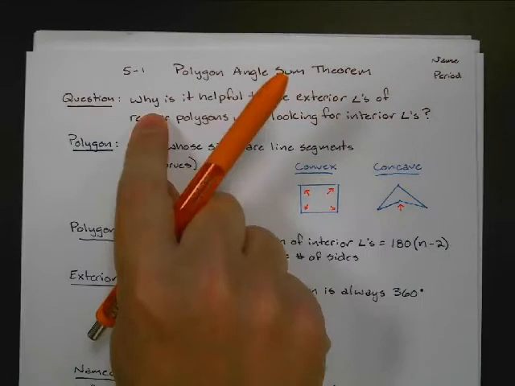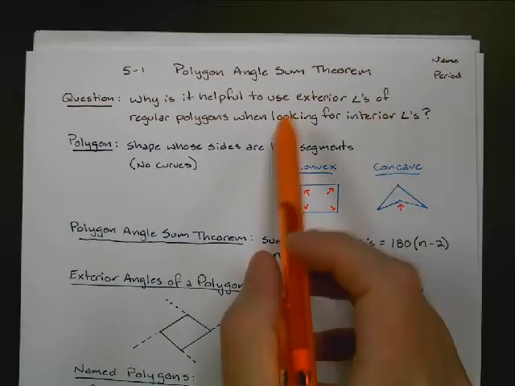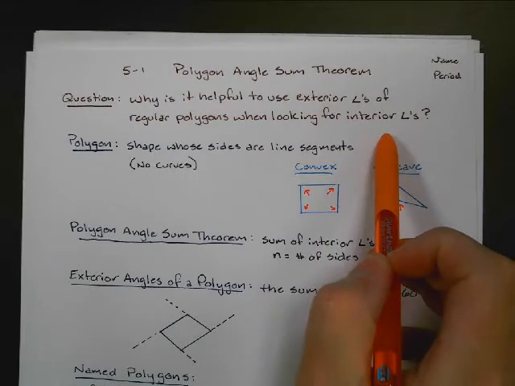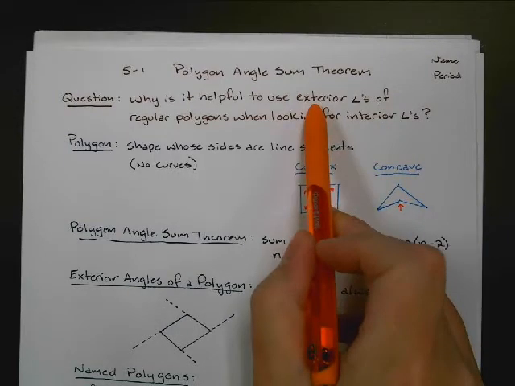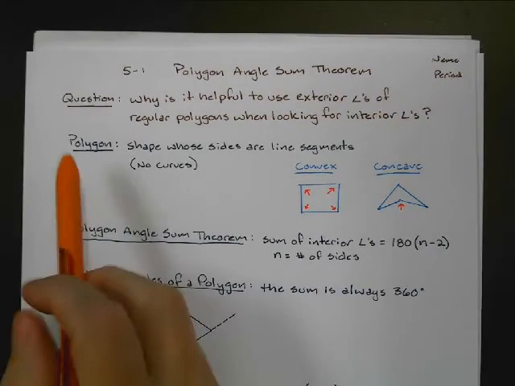Our question today is, why is it helpful to use the exterior angles of regular polygons when looking for the interior angles? So I'm looking for interior angles. Why do I want to use the exterior angles to do that? Hopefully by the end of this lesson, you'll know that answer, and you will put that as your summary. Don't forget to write your summary. Answer this question.